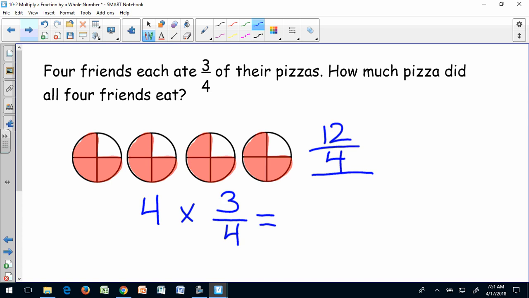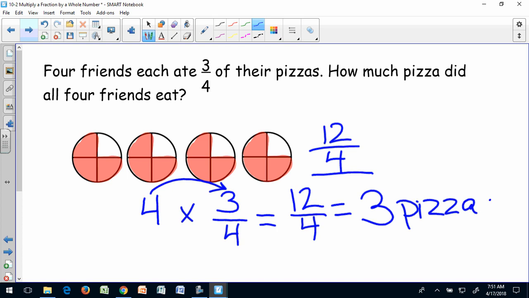I notice also that my denominator never changes because my model never changed. The pizzas are still cut into fourths. So I'm going to leave my denominator the same, and I'm going to multiply my whole number times my numerator, because that's how many times the 3 is repeated in each pizza. 4 times 3/4 equals 12 fourths. I know that 12 fourths equals 3 whole pizzas. Let's try another one.